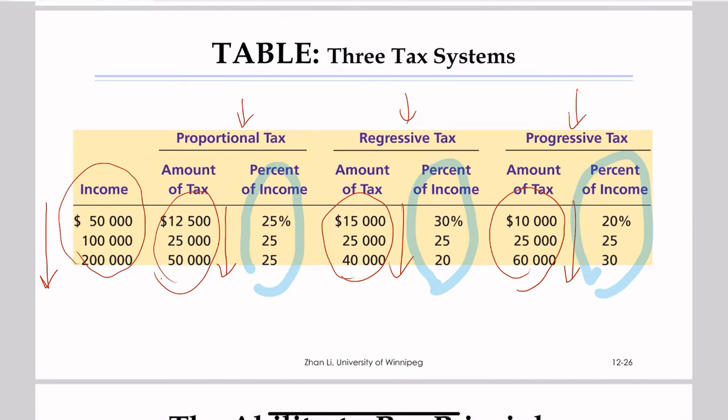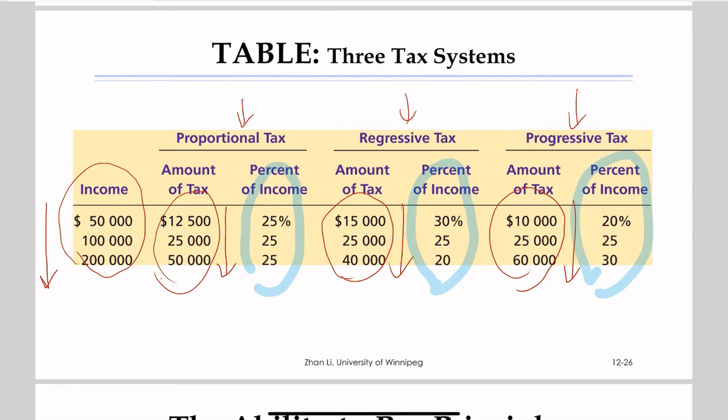So you can see that under these three different tax systems, the average tax rate, or the percent of income paid as tax, changes in different directions when you increase your income level. The first one is called a proportional tax system, because the proportion of your income paid as tax is the same no matter what your income level is. And then the second one is the regressive tax system.